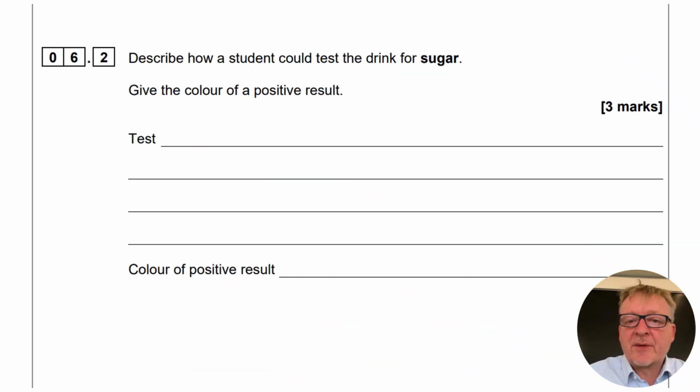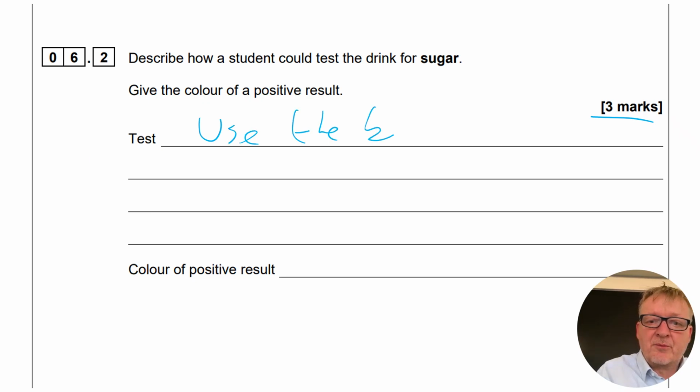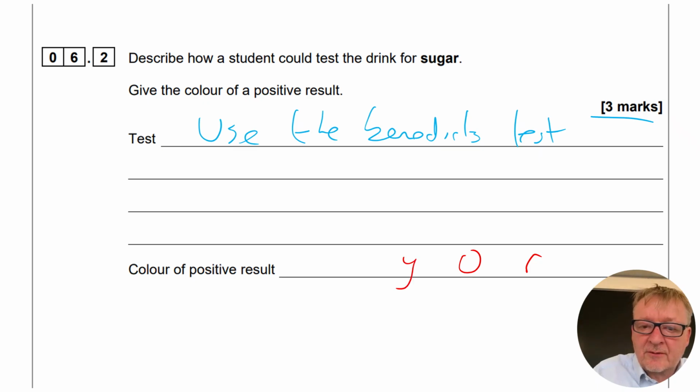Okay, so describe how a student could test the drink for sugar. Okay, so we've got a sugar test. 3 marks. Give the colour of a positive result. Right, so use the Benedict's test. Okay, colour of a positive result. What I'm going to do is do it a bit weird. I'm going to go red, orange, yellow, green, blue. Richard of York gave battle, indigo, violet in vain. Colours of the rainbow backwards.